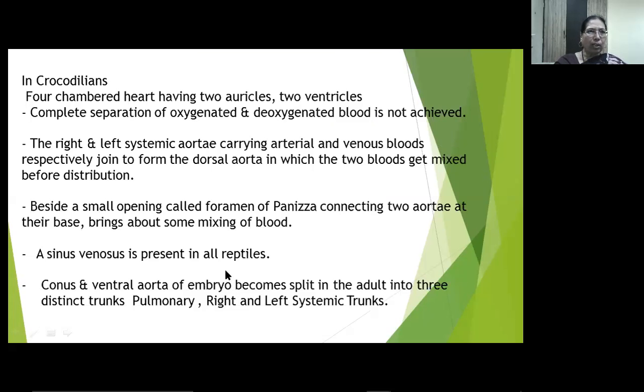For example, in crocodilians, the heart is four-chambered, having two auricles and two ventricles. Complete separation of oxygenated and deoxygenated blood is not achieved. The right and left systemic aortae, carrying arterial and venous blood respectively, join to form the dorsal aorta, in which the two bloods get mixed before distribution. Besides, a small opening called the foramen of Panizza connects the two aortae at their base and brings about some mixing of blood.